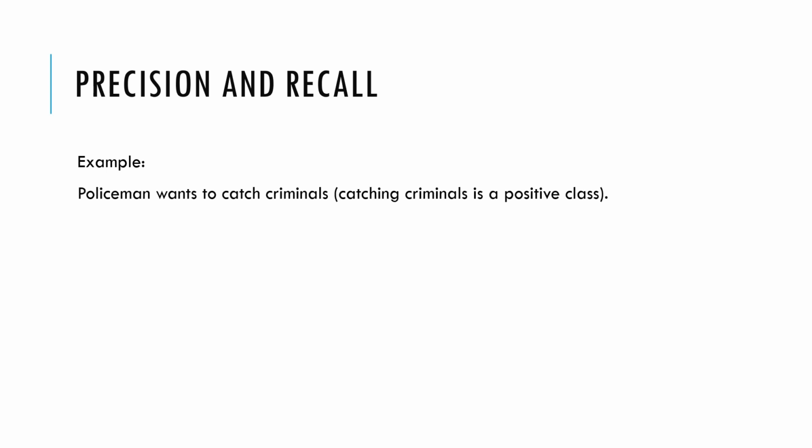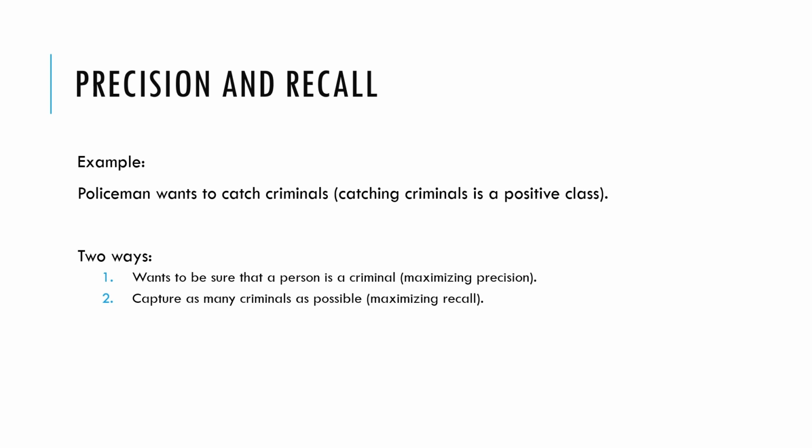Let us see a basic layman example of precision and recall. Suppose there is a policeman whose aim is to catch criminals. Therefore, we denote catching criminals as the positive class. Now the policeman can catch criminals in two ways. Either the policeman will want to be very sure that a person is a criminal and then catch him. Here the policeman is trying to maximize precision. Or the policeman will try to catch as many criminals as possible without considering that some of them will actually be innocent. Here the policeman is trying to maximize recall.